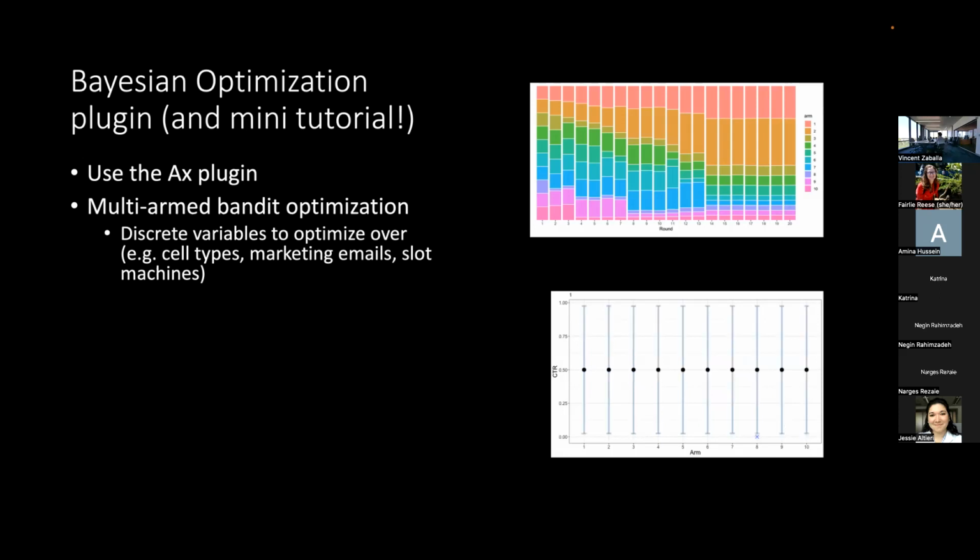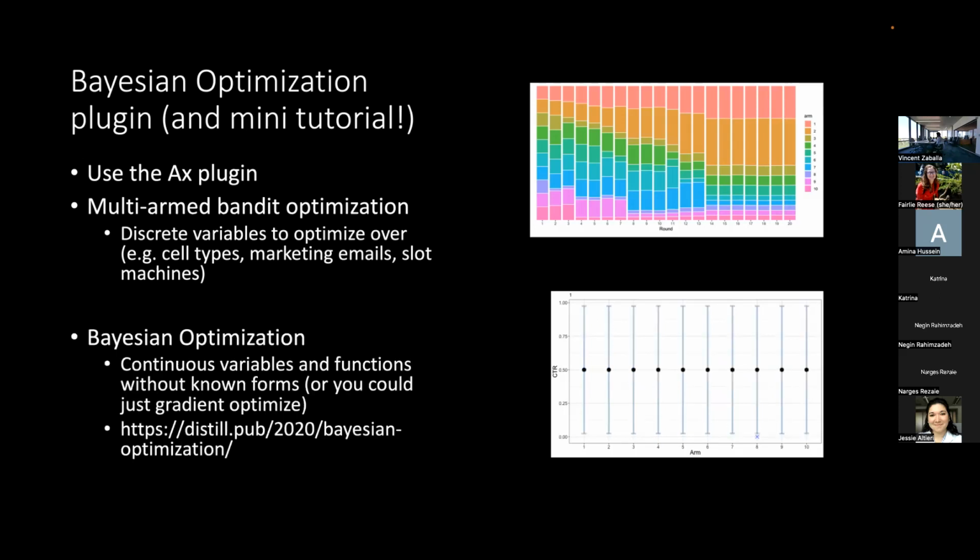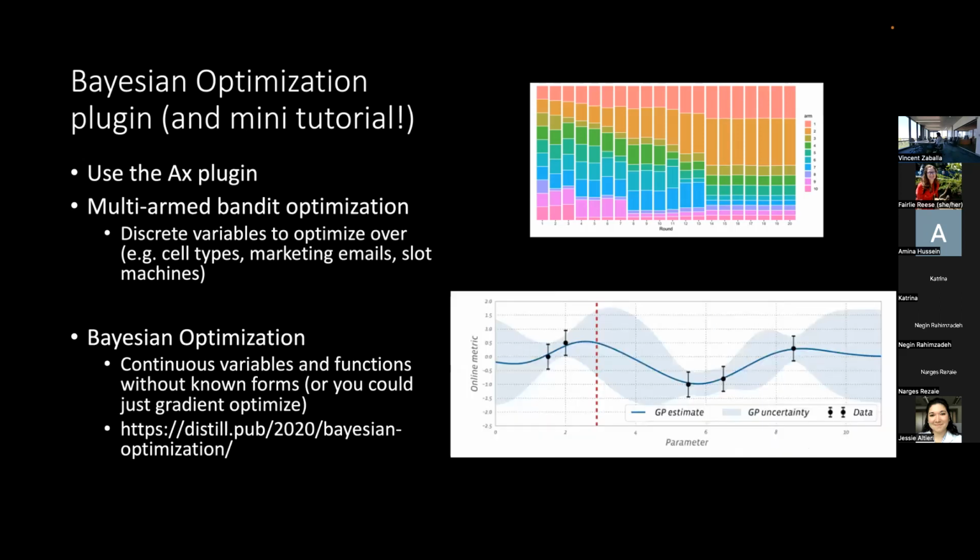If you have discrete variables, this plugin will just work. So if you want to test different layer sizes for your autoencoder or something, you can do that. That's the bandit formulation, but it also works with continuous variables and with Bayesian optimization. If you don't have a gradient, like I was talking to Sam about earlier, then you want to estimate what the function might be.